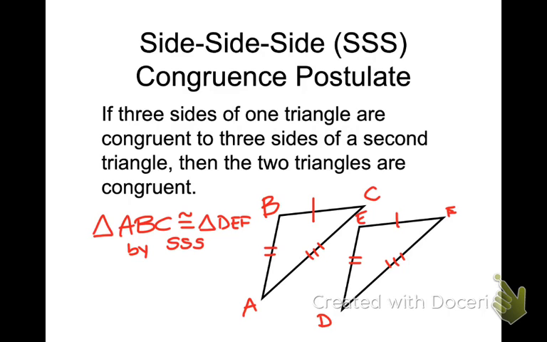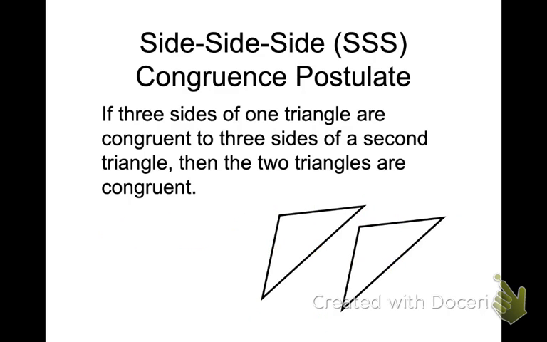Okay, so 4.3 is pretty easy because all we're doing is looking to make sure all my sides match in length, and if they do, then my triangles are congruent based off of side, side, side.